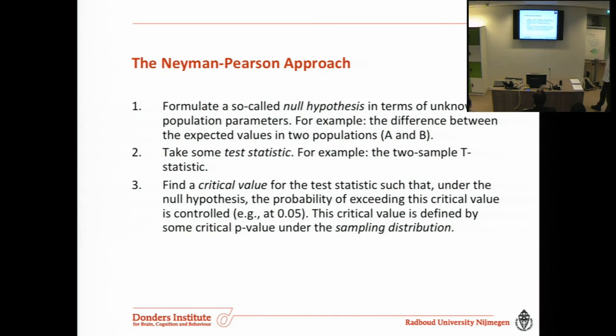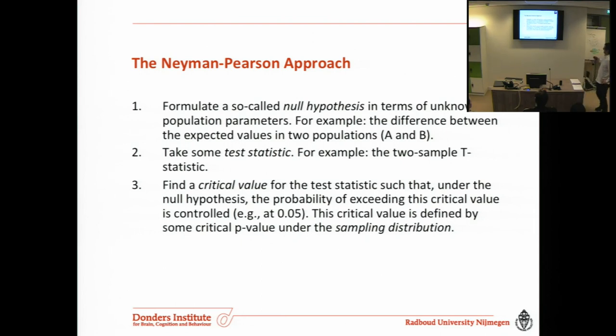The approach always starts with formulating a so-called null hypothesis. And the null hypothesis is formulated in terms of unknown population parameters. And typically you have two populations of interest, and then the null hypothesis is that the difference between the expected values in the two populations is equal to zero. So the expected values in the two populations are equal. So if this were a single channel, single time point EEG experiment, it would say the electrical potential measured at this time point with this electrode is identical in condition A as compared to condition B.